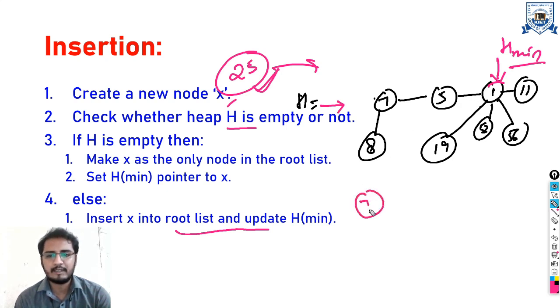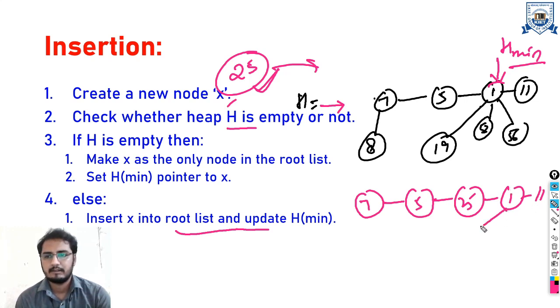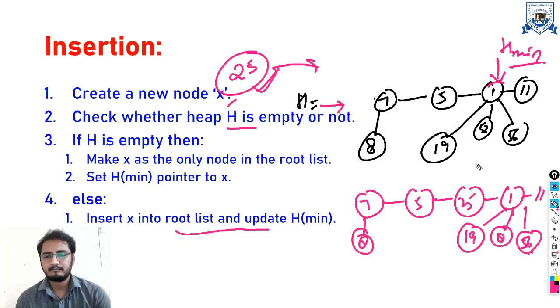So your new heap will become 7, 5, 25, 1, 11, 19, 8, 56 and this 8. Now you will compare whether this inserted value is less than the previous min. If it had been less than the previous min, then your h min would have been updated. But since 25 is greater than this one, your h min remains at this position only.